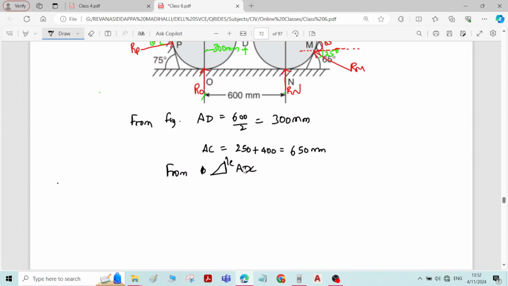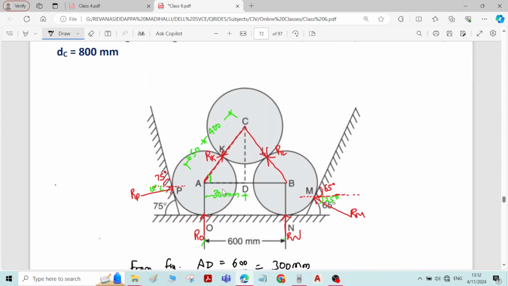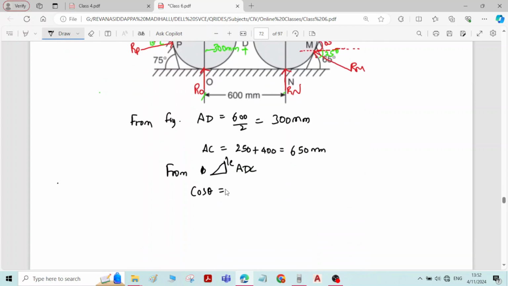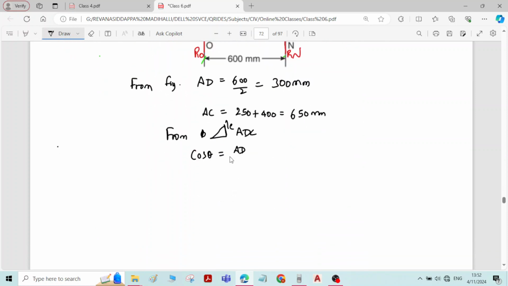ADC. You can measure cos theta now. Cos theta is equal to adjacent by hypotenuse, AD by AC, which is equal to AD is 300 by 650. Therefore, theta is equal to cos inverse of 300 by 650. Therefore, horizontal inclination is 62.51 degree.